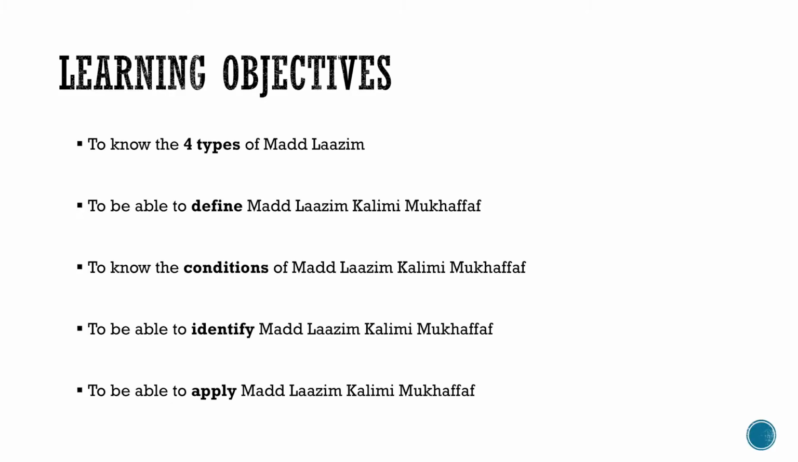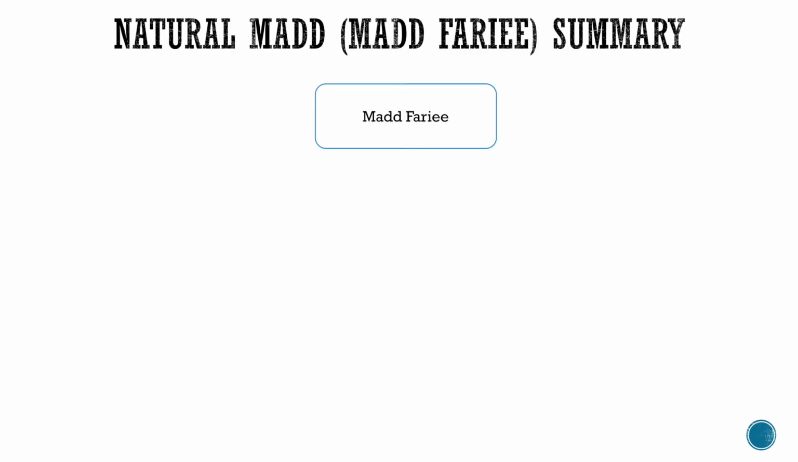In this lesson, we will be covering Mad Laazim Kalimi Mukhaffaf. Our learning objectives are: number one, to know the four types of Mad Laazim. Number two, to be able to define Mad Laazim Kalimi Mukhaffaf. Number three, to know the conditions of Mad Laazim Kalimi Mukhaffaf. Number four, to be able to identify Mad Laazim Kalimi Mukhaffaf. And finally, to be able to apply Mad Laazim Kalimi Mukhaffaf.